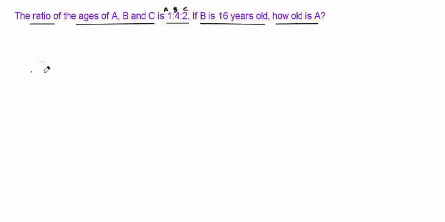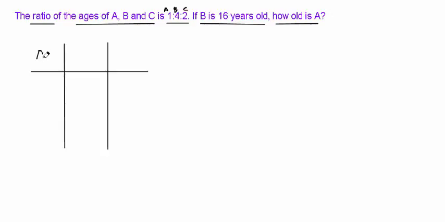Let's come up with a ratio table. The first column indicates A's age, the second one is for B, and the third one is for C. And it's given that the ratio of their ages is 1 to 4 to 2. And it's also given that B is 16 years old. So we have a 16 over here, and the question is how old is A? So we need to find this number out.